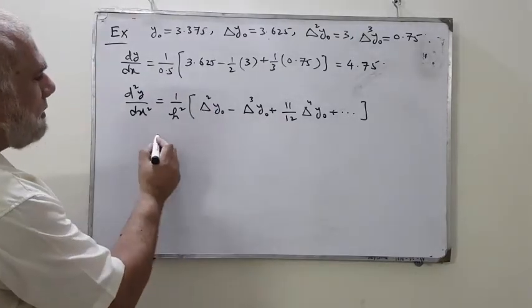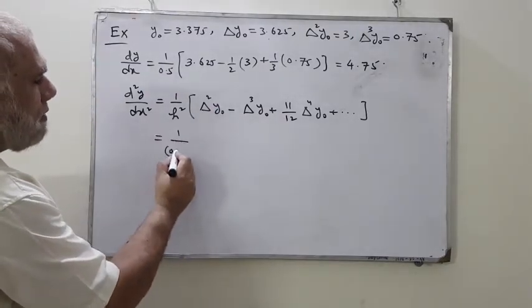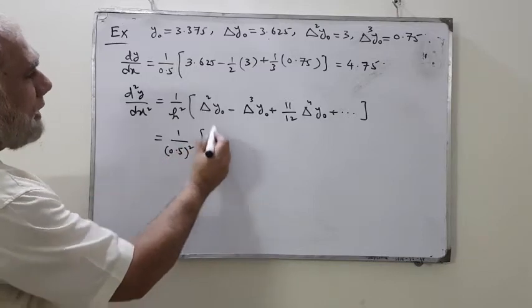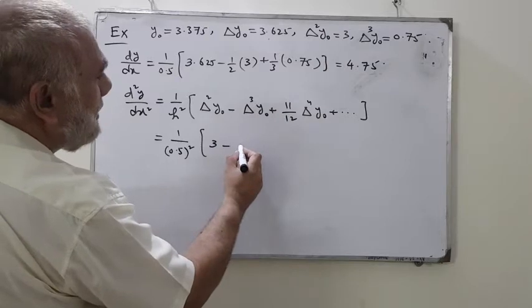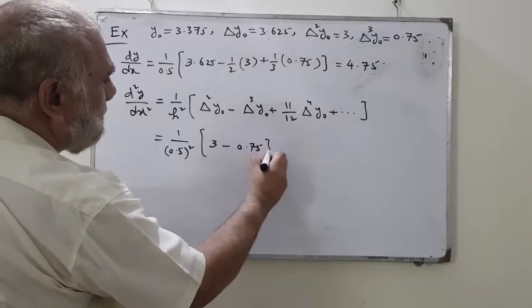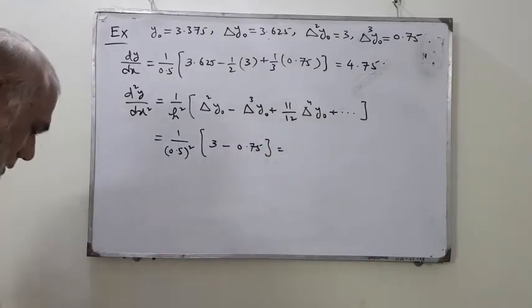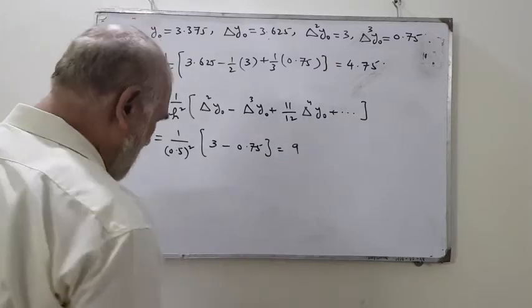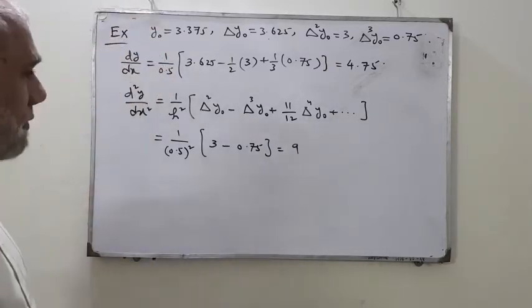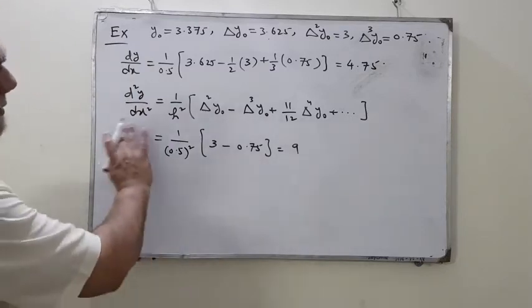Now bring the values inside. So this gives you 0.5 square, delta 2y is 3, and delta 3y is 0.75. It's a very simple calculation, and on simplifying by using your calculators you will get the result equal to 9. This is the second order.